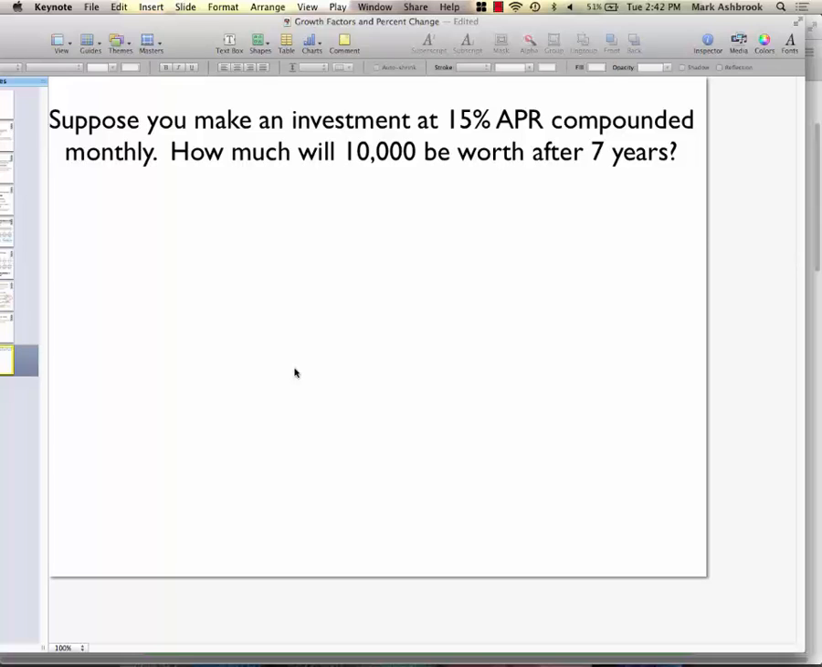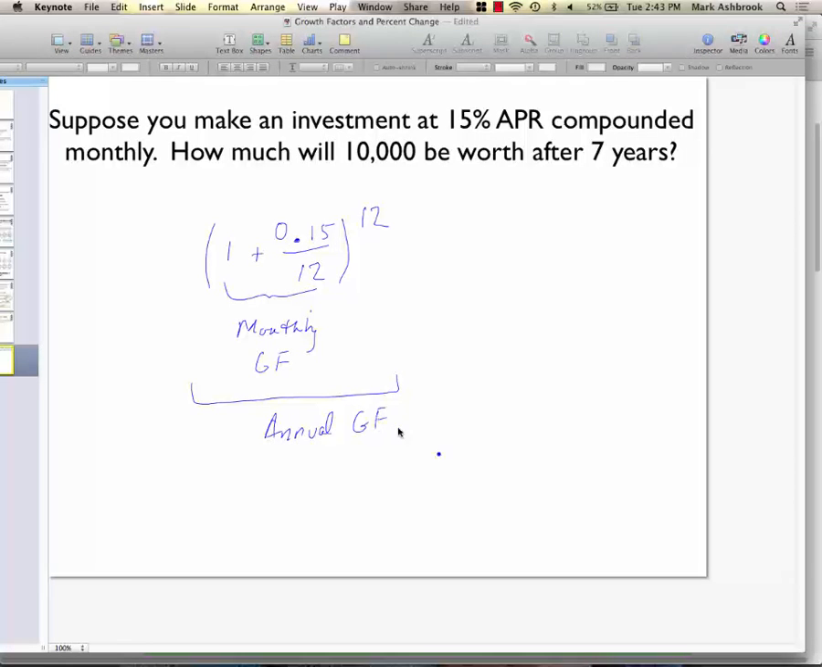Sean, do you think you got it? Yeah. Can you take me through it? Okay, so first you have to take the 15% and make that 0.15. And then you divide that by 12 since it's compounded monthly. Or no, sorry, you have to add 1 first. Okay, so you're going to add 1. And that whole thing is the monthly growth factor. Sorry, growth factor, not rate, two different things. Good. And then you take that to the 12th to get the yearly, or annual, growth factor. And then I took that to the 7th to get the 7-year growth factor.